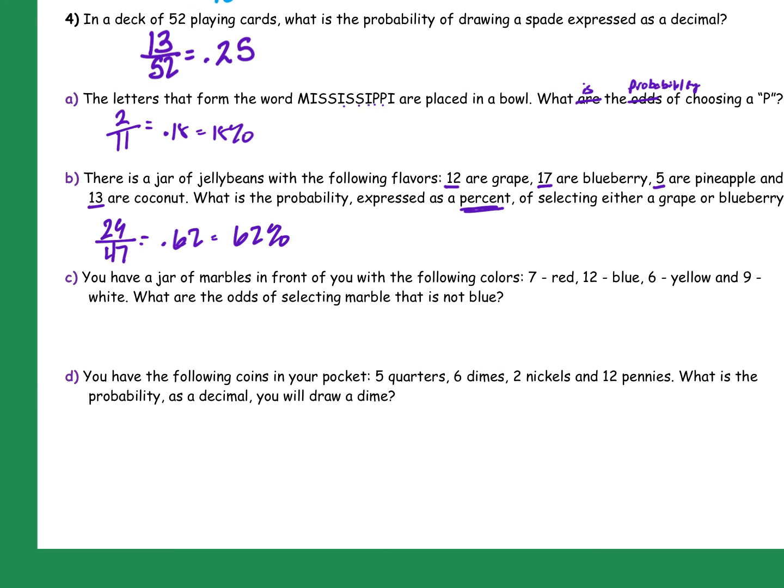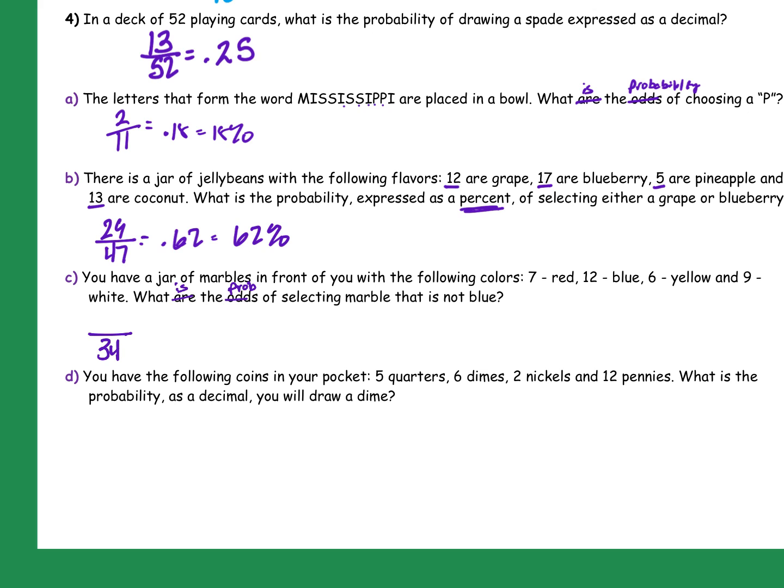We have a jar of marbles. Again, it should say what is the probability. You have a jar of marbles in front of you with the following colors: 7 red, 12 blue, 6 yellow, and 9 white. So how many total marbles do I have? You get your calculator and add them together. 34 total marbles.